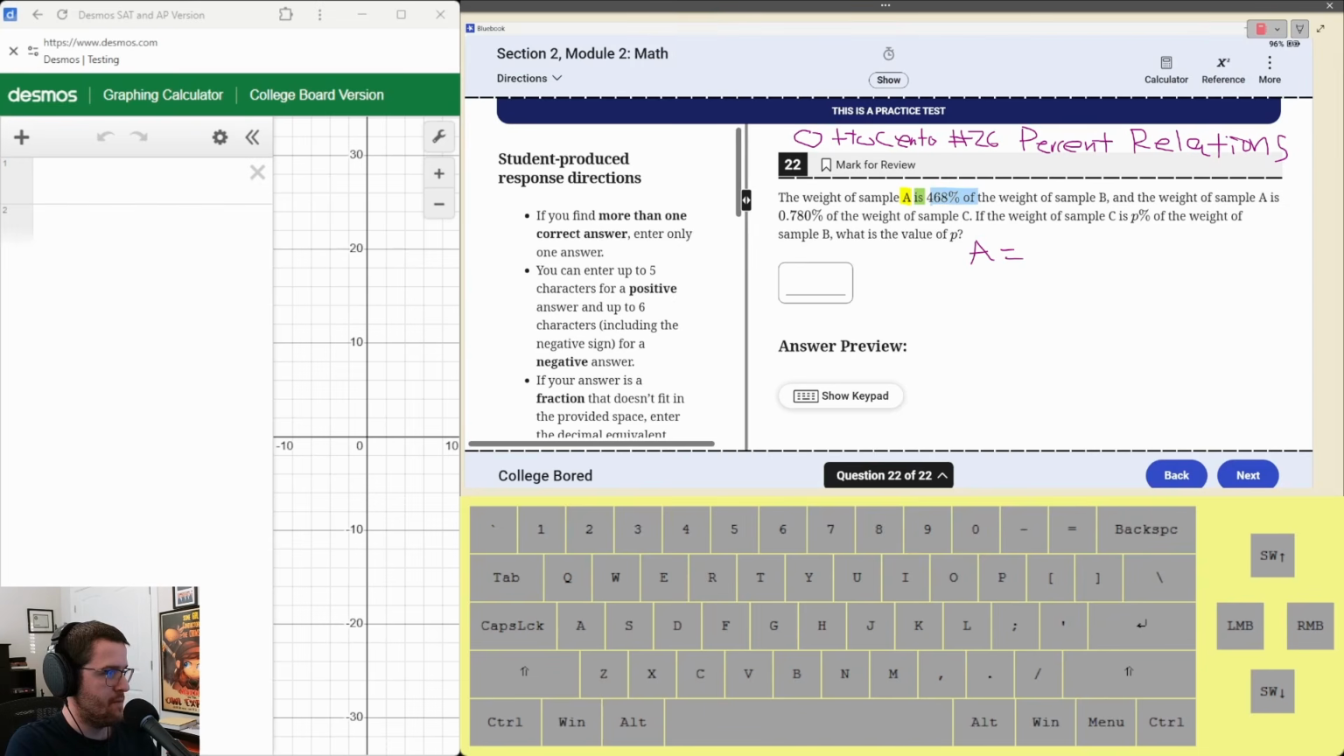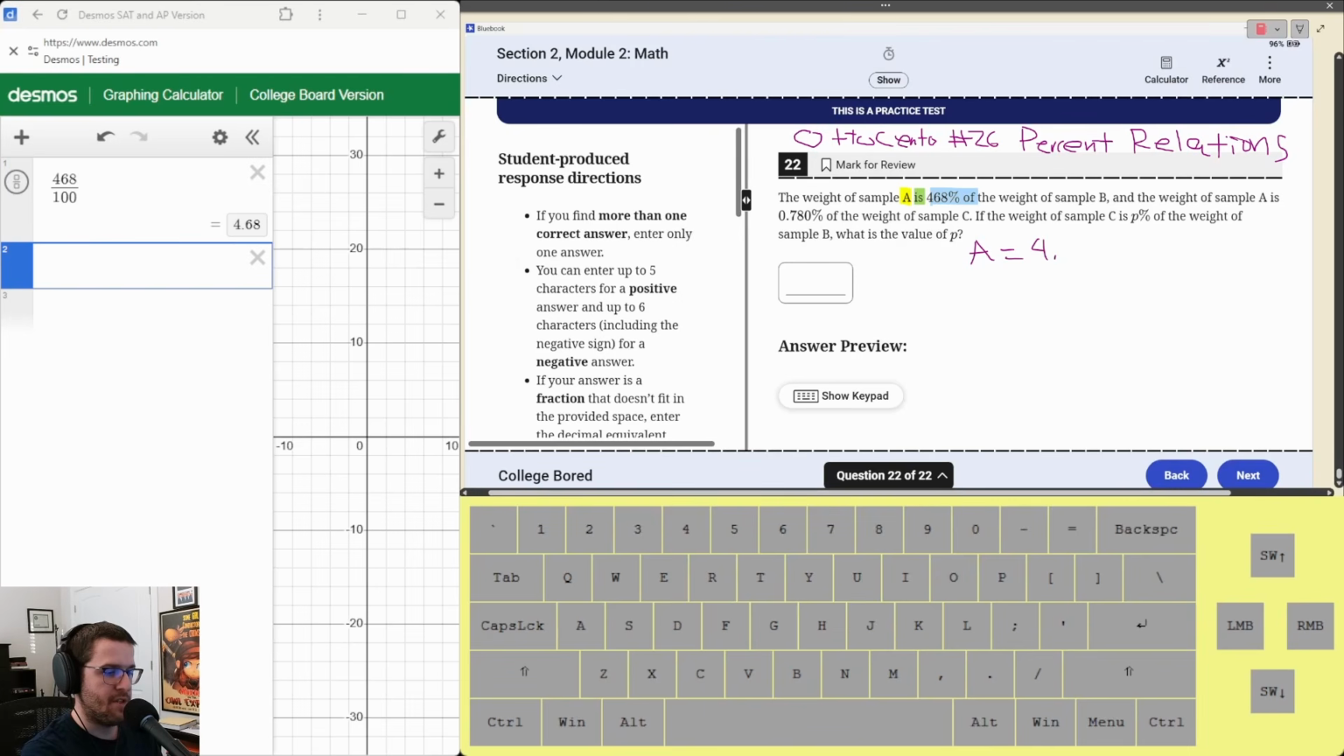468% of, okay, so we do 468 divided by 100. You can use my percents formula sheet in my formula sheet video as well. You can download that for free. All right, that's 4.68 times B. Okay, that is the first equation.